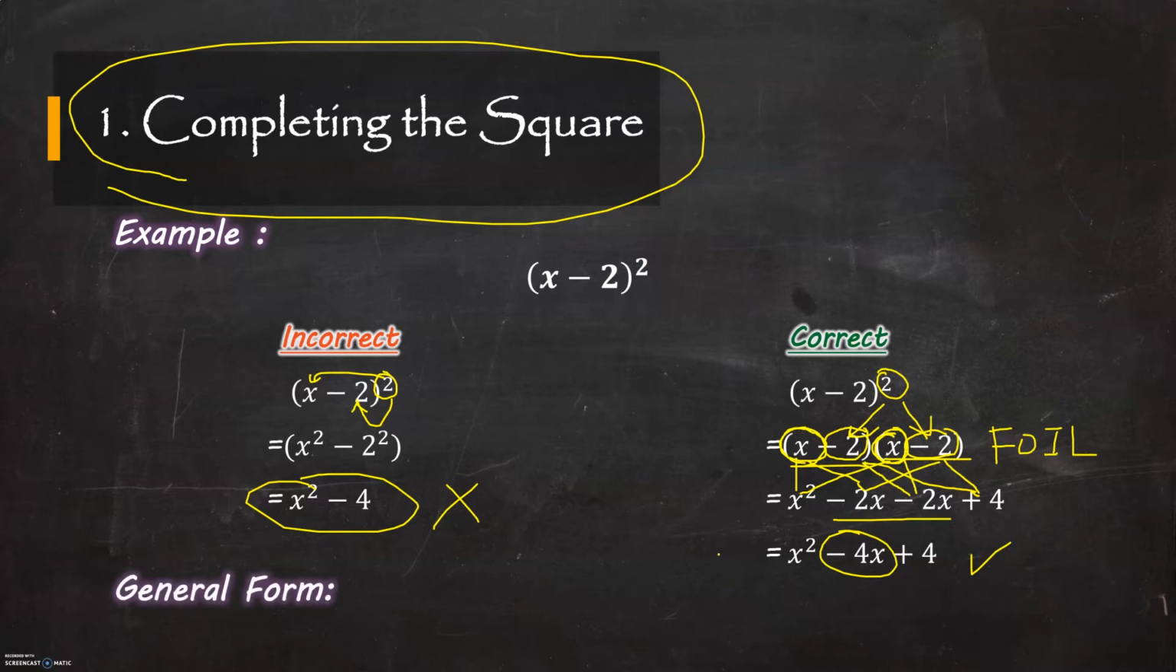Here's the general form for completing the square. Normally we have (ax plus b) squared, which equals a squared times x squared plus 2ab times x plus b squared. So it's better to memorize it so we can solve the problem faster.